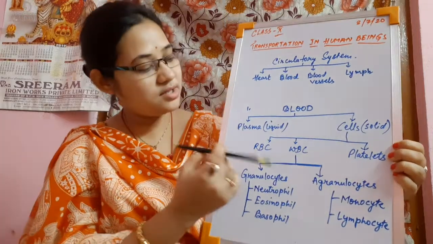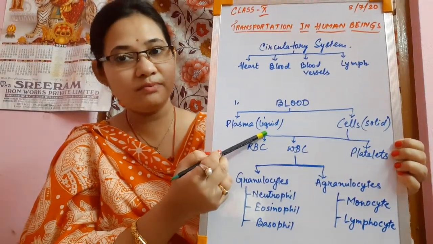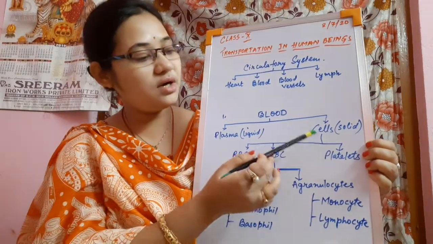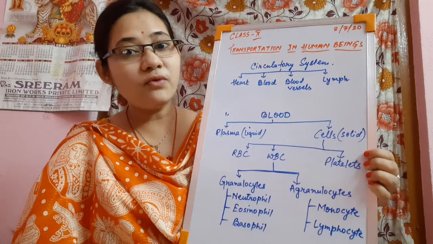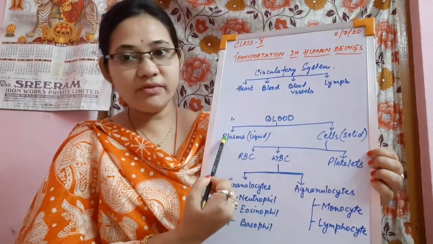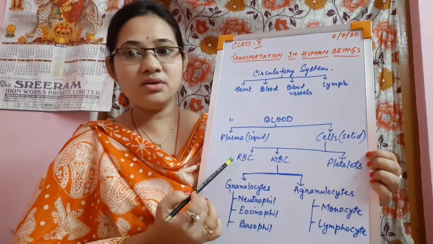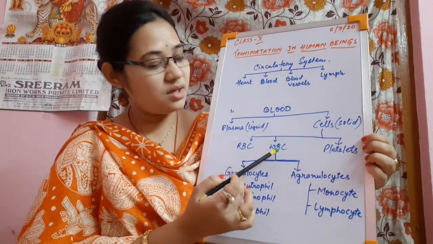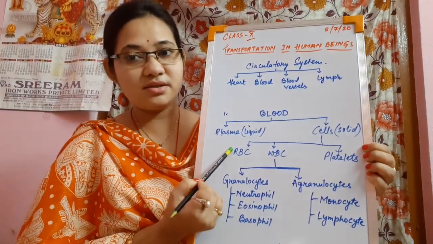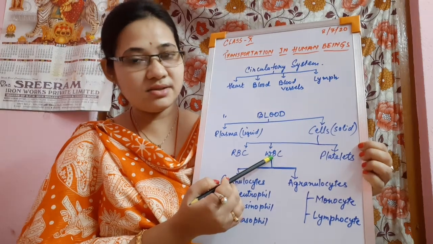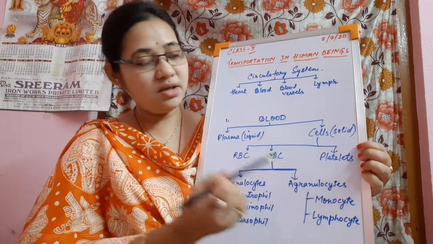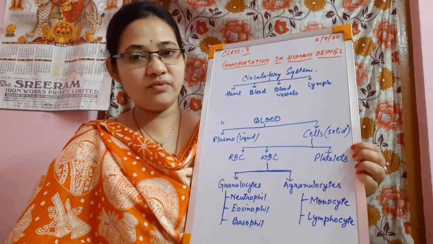Okay, so blood is actually made up of plasma, which is called the fluid or liquid part, and cells, which are called the solid part. Cells are also called corpuscles or formed elements. Now plasma is the liquid part, but cells are again divided into three types: RBC, WBC and platelets. RBCs means the red blood cells, WBC means the white blood cells, and platelets are irregular plate-shaped cells which are present in blood.